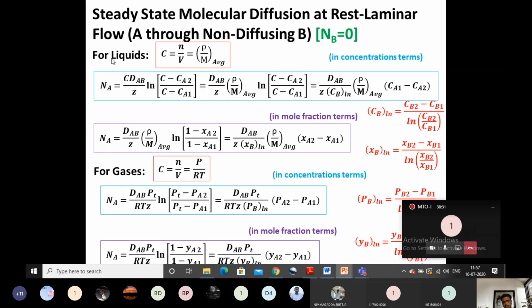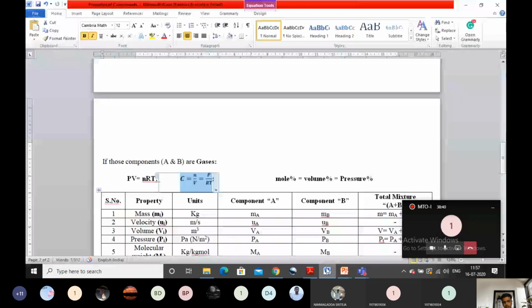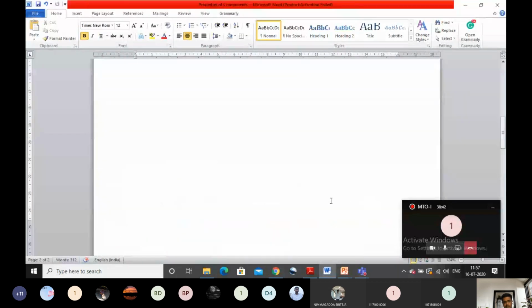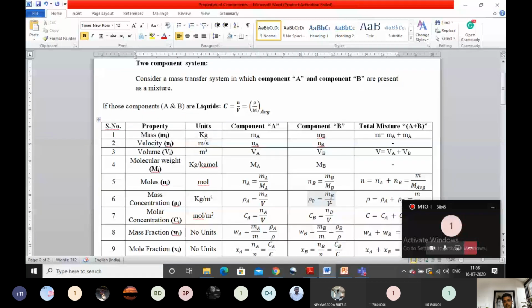For liquids, I have already given in the Word file the definitions of concentrations. In the Word file you can clearly see, since in the mass transfer course you are concerned only with two components, not more than two components, the concentration in the case of liquids is nothing but moles per unit volume, which is equal to the density divided by the average molecular weight, rho by M average.